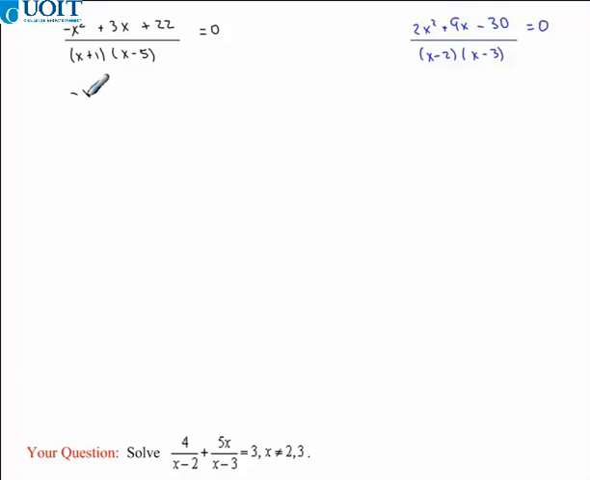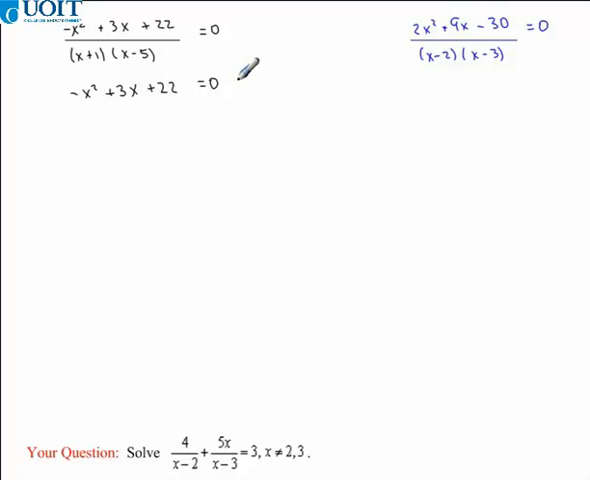We just need to solve for negative x squared plus 3x plus 22 is equal to 0. We would normally factor at this point to solve for the different values of x that allow the left-hand side of this equation to equal 0. This trinomial, however, does not factor nicely. Since this trinomial is written in the form of ax squared plus bx plus c equal to 0, we can use our quadratic equation to solve for x.